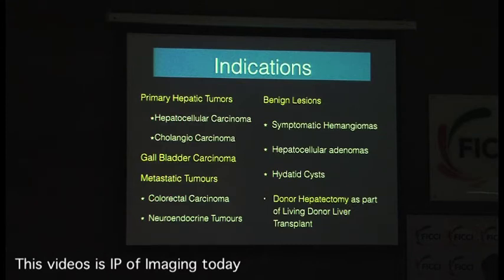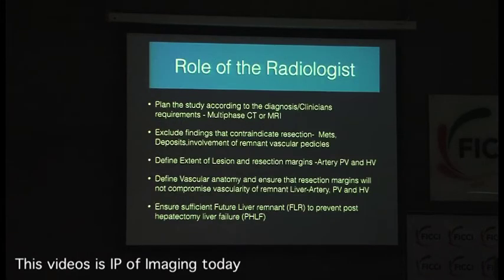Then sometimes you need to resect benign lesions like symptomatic hemangiomas, hepatocellular adenomas, hepatic cysts, and as part of donor hepatectomy. We generally do not intervene in the cases that Dr. Karthik showed in the morning, because adenomas have complications, whereas FNHs generally are uncomplicated, right?